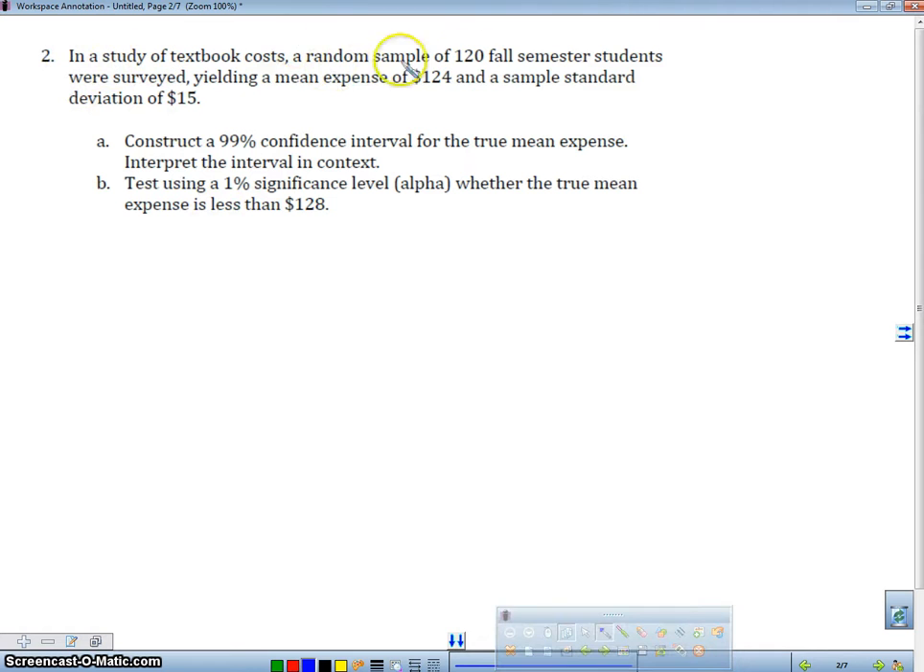Okay, in a study of textbook costs, a random sample of 120, so we can already label that as n, were surveyed, yielding a mean expense of 124 and a sample standard deviation of 15. So we've got x bar, which is 124, and s, which is 15. And we're dealing with a sample, right? So this seems like we're going to be doing some sort of inference with a confidence interval or a test. Construct a 99% confidence interval for the true mean expense, and interpret the interval in context.